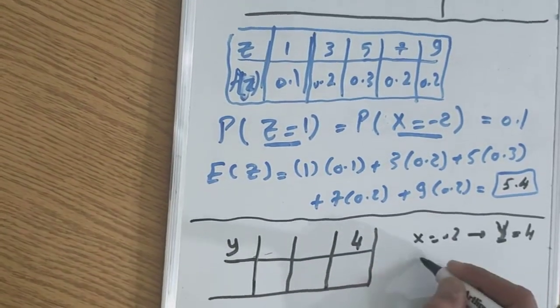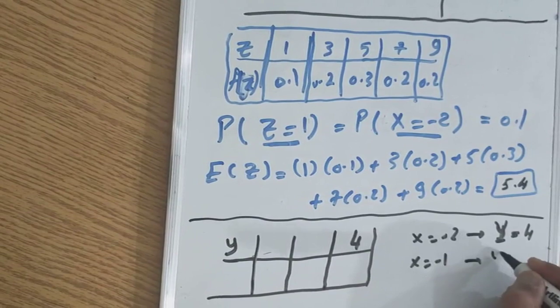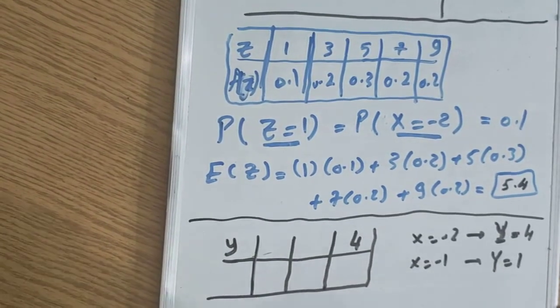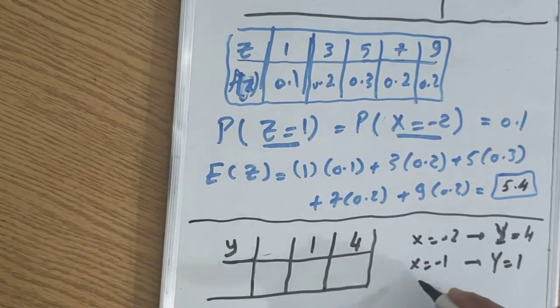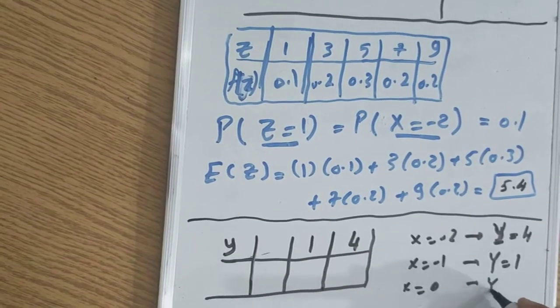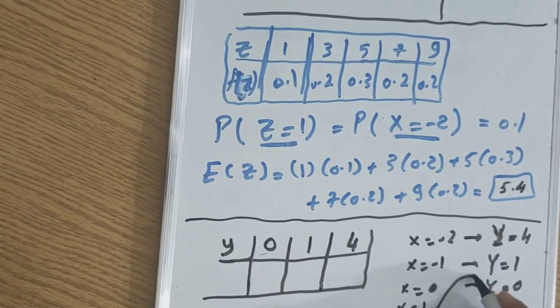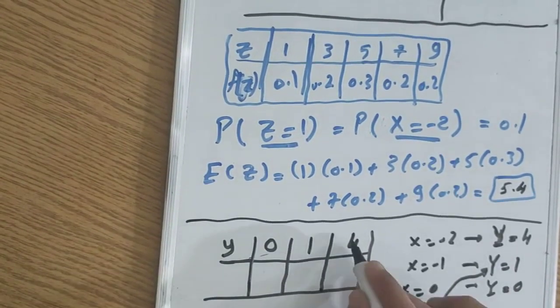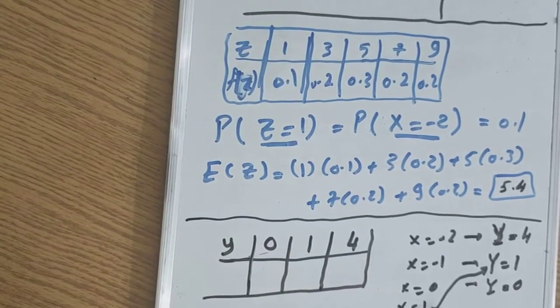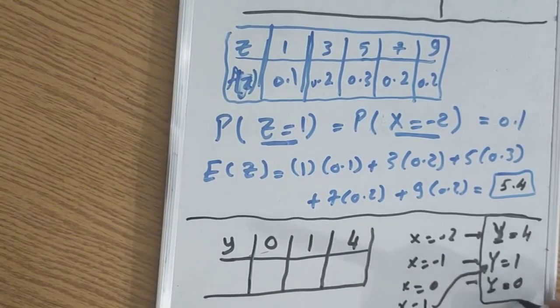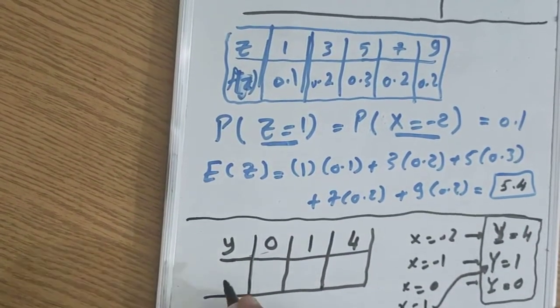When x is negative 1, y will equal negative 1 squared, which is 1. When x is equal to 0, y will equal 0. And again, when x is equal to 1, y will equal 1. And when x equals 2, y will equal 4. So the only possible values for y are 0, 1, and 4.